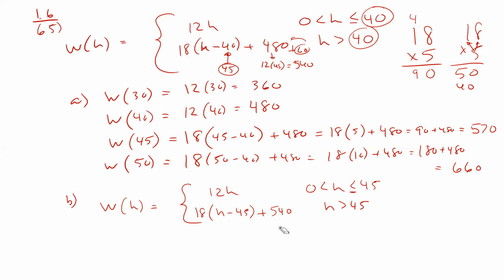So, yes, Isabel, they could have done it a little bit differently. It could have been 12H plus 6 times H minus 40, right? So Isabel is saying they could have just added this extra six dollars to the pay that's already here, and then that would have been much easier to do. Right.